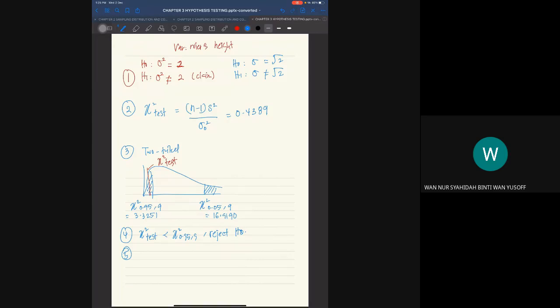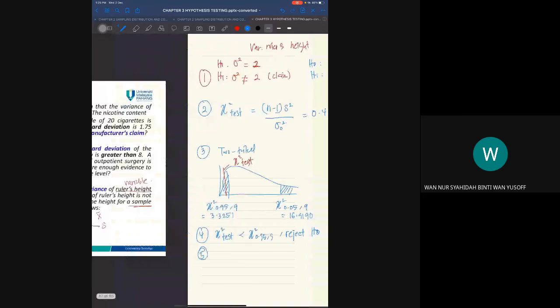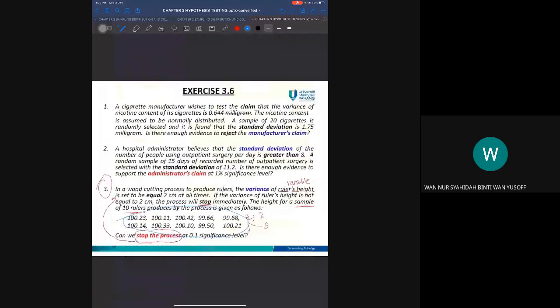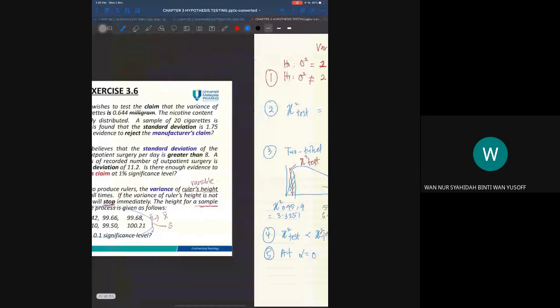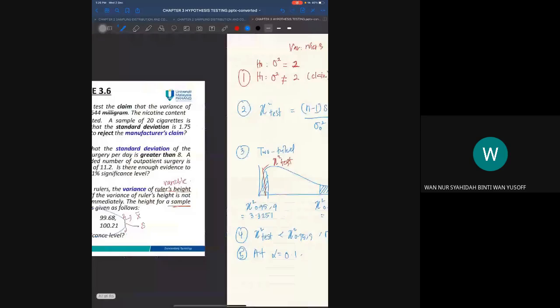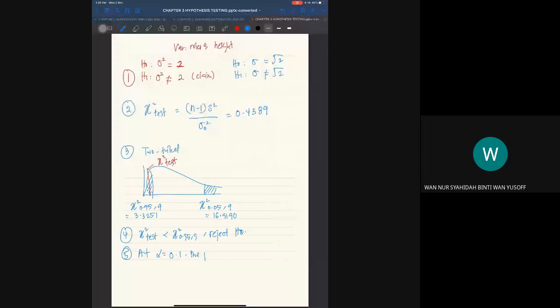So should we stop the process? Yes. So at alpha 0.1, you can write your conclusion in this form: at alpha 0.1, the process can be stopped immediately. Any question?